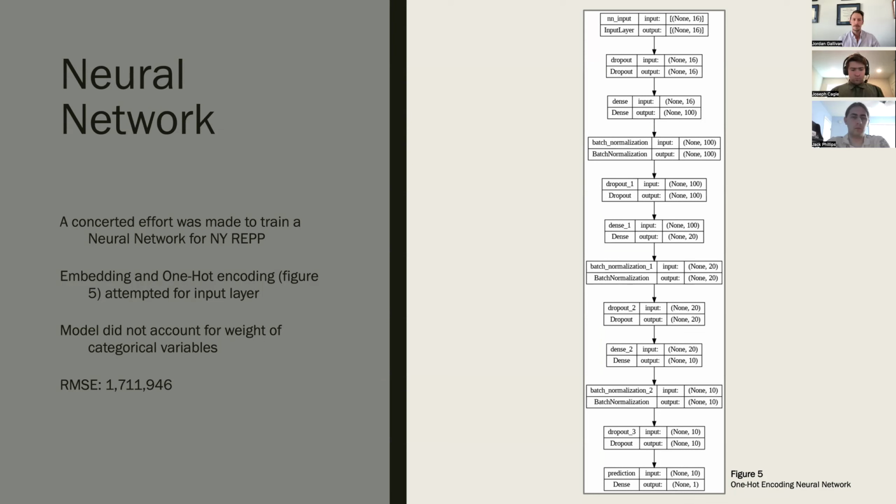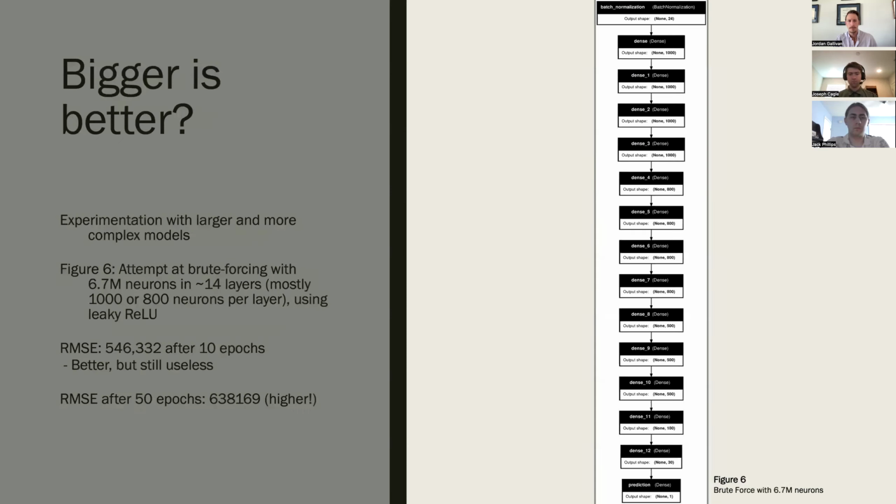Again, what we were seeing was the root mean squared error was way off, and this wasn't really a valid prediction tool for us to use. And really what it came down to was the model wasn't accounting for the weight of the categorical variables as much as they actually impacted the data, as we saw in figures 3 and 4 on those box plots. So I'll turn it over to Joseph now to continue the discussion on what we tried with the neural network and close this thing out.